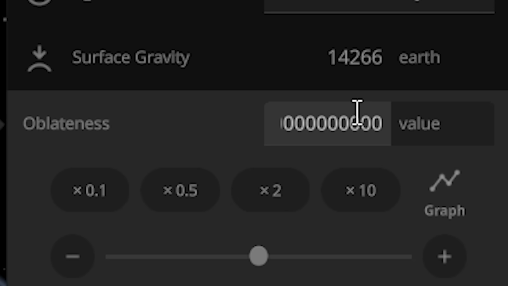Is it oblate or oblate? Now this is going to piss me off. Hold on. Hey, Google, how do you pronounce oblateness? Oblate. Okay, that sounded slightly British, but we'll just say oblateness is right.